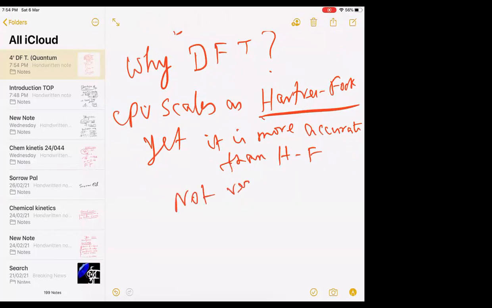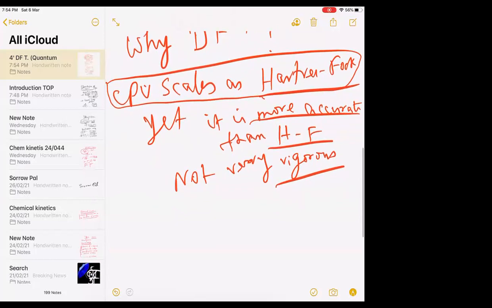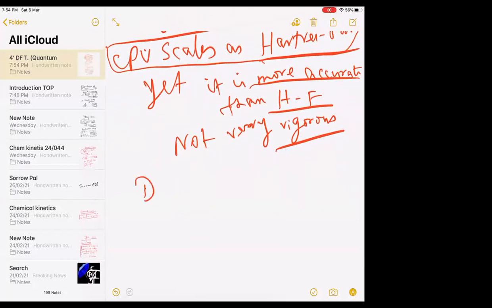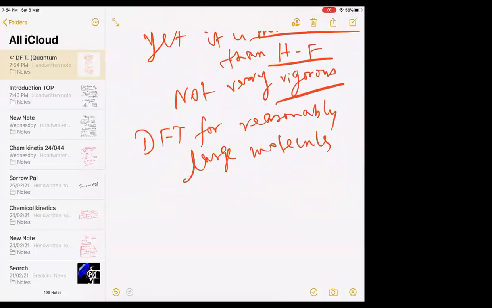Not very rigorous, of course. That is the problem. So I cannot definitely predict how accurate it will be. But it is certainly more accurate than Hartree-Fock. And what is most important is that it scales as Hartree-Fock. So I can now apply DFT to reasonably large molecules, which is not possible otherwise, organic, inorganic, whatever. People are doing transition metals and so on. Although my concentration will be more on organic molecules, you can do inorganic also.